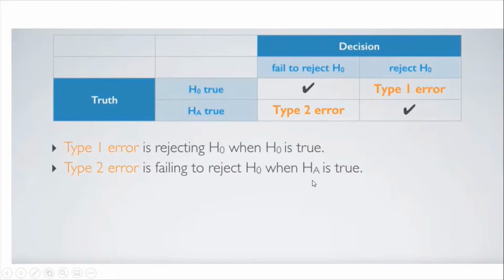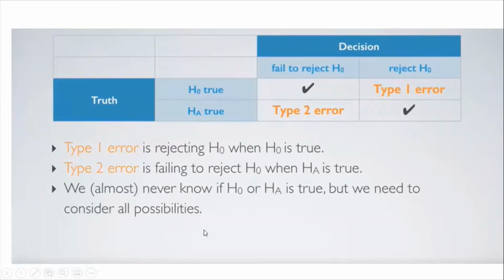So these are the two errors, two extremes that we have to balance. Because in reality, we don't know what the truth out there is. Actually, that is why we are trying to find out the truth, but we don't know. So there is a chance that we reject the null hypothesis when the null hypothesis is true, which is a type 1 error. And there is also a chance that we fail to reject the null hypothesis when the null hypothesis is not true. This is a type 2 error.